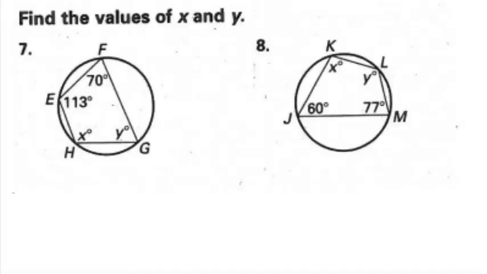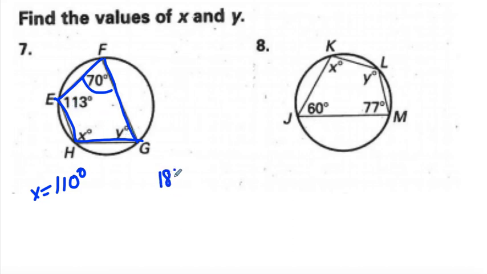All right, let's look at some examples here. Angle F is an inscribed angle. I notice very carefully that this is an inscribed quadrilateral because every one of the 4 vertices is on the circle. So that means that x has to be supplementary, so that would make it 110 degrees. Y would be supplementary to angle G, which is supplementary to E. So 180 minus 113 gives me 67. So y would be 67 degrees.